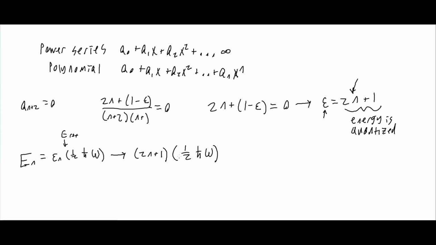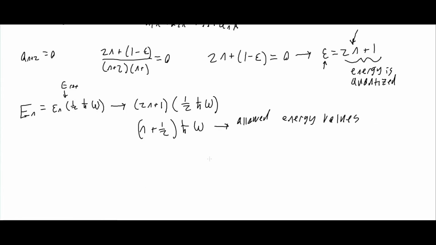And so if we multiply this 1 half through, what we end up with is n plus 1 half times h bar omega. And this is the allowed energy values for our quantum harmonic oscillator. So these are the allowed energy values for the quantum harmonic oscillator.